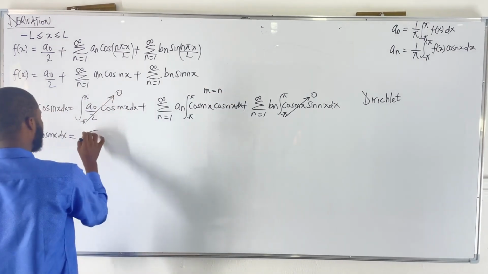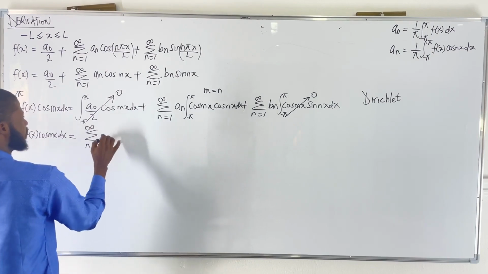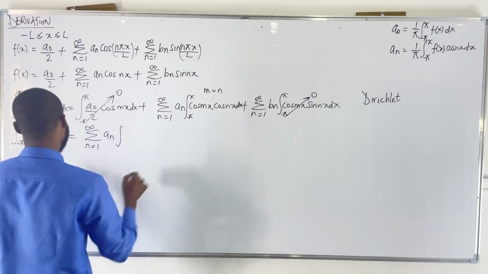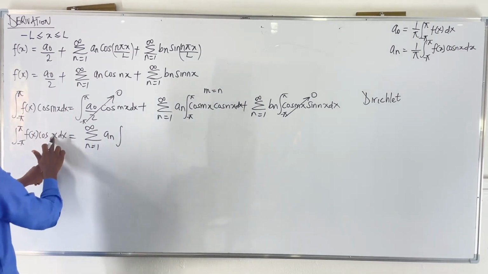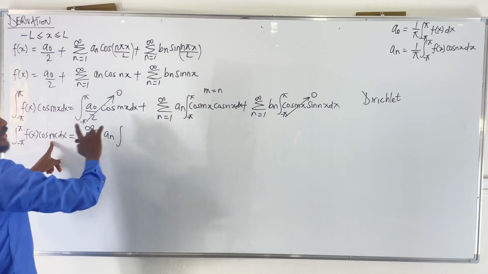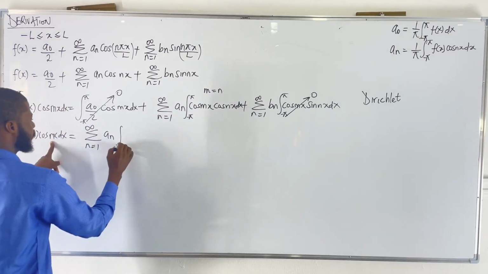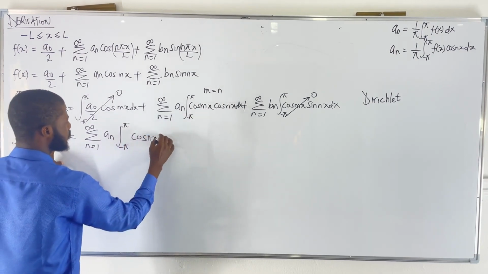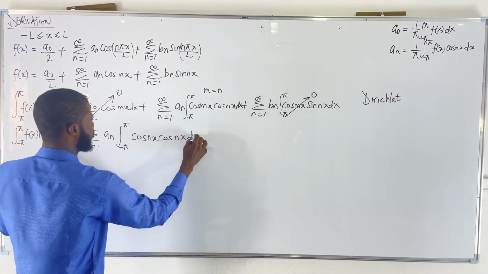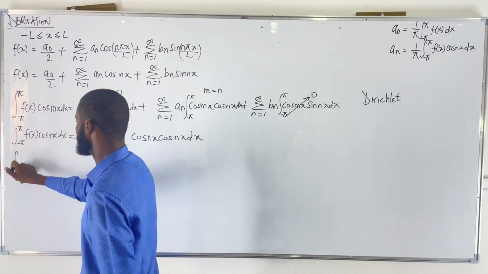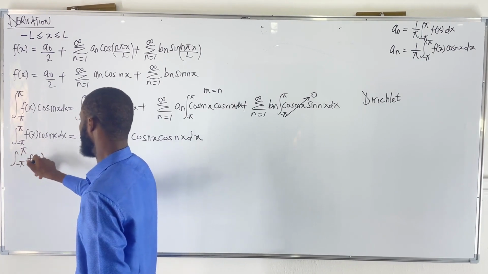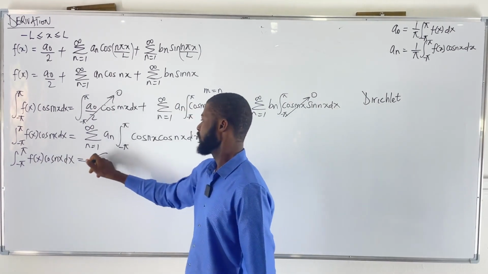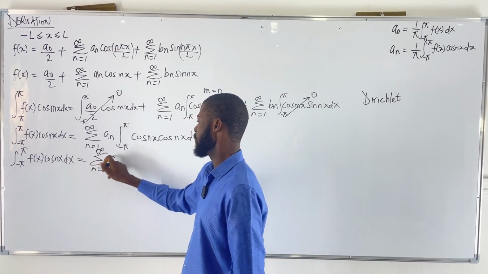So it means this will be the sum from n equal to 1 to infinity of a sub n integral from, anywhere I see m, let me put n. So this m here will then become n because I am trying to make sure that all the m become n. So this is minus pi to pi of cos nx dx. Okay, so this is minus pi to pi of f of x cos nx dx equal to the sum from n equal to 1 to infinity of a sub n.